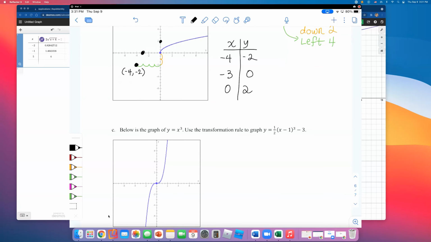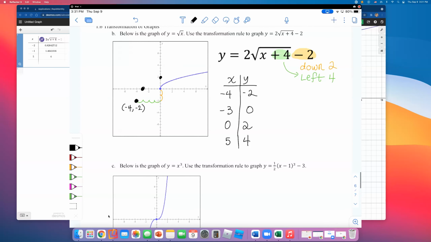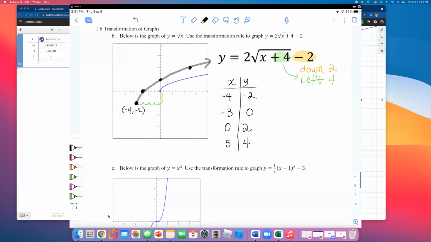So the other point that I wanted to plot was 5, 4. And you saw what I did. I tried to get as many points as I can, because the more points you have, the more accurate your graph will be. So that is how we can graph this square root function, okay?